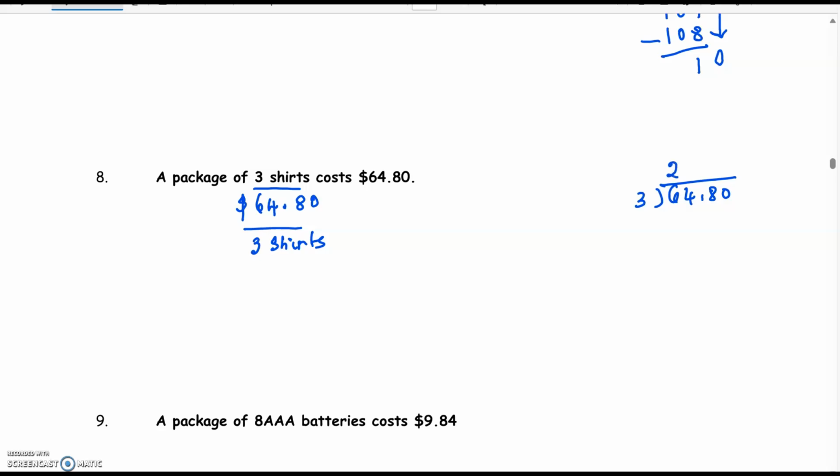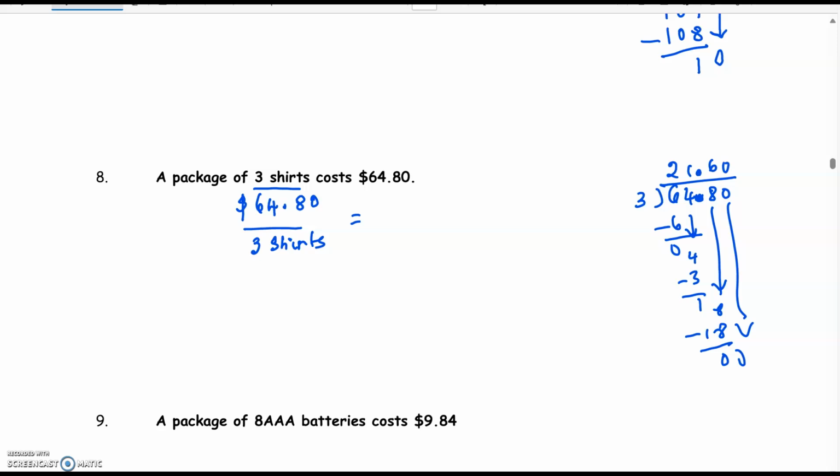3 times 2 is 6. We bring the 4 down. 3 times 1 is 3. We subtract to get a 1. Bring the 8 down. 3 6s, and remember to put the decimal point right here. 3 6s are 18. We subtract. We get a 0. Bring the 0 down. Of course, it's a 0.